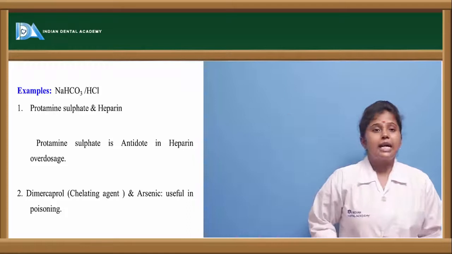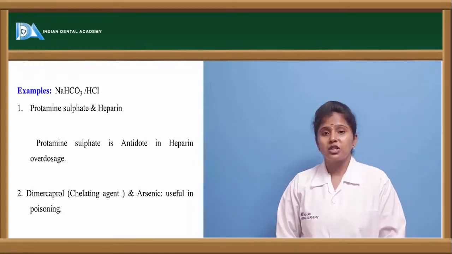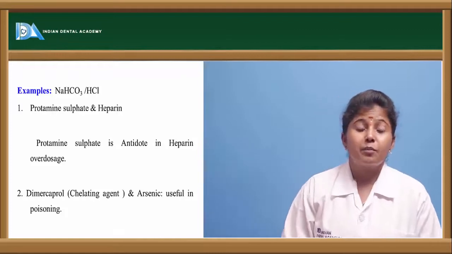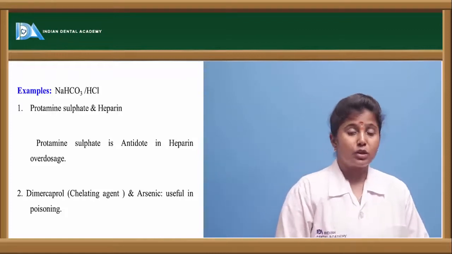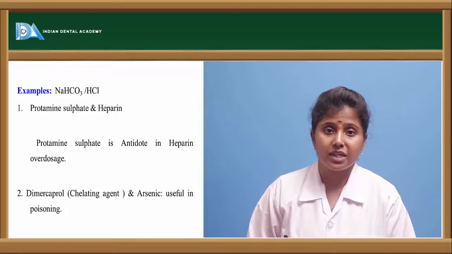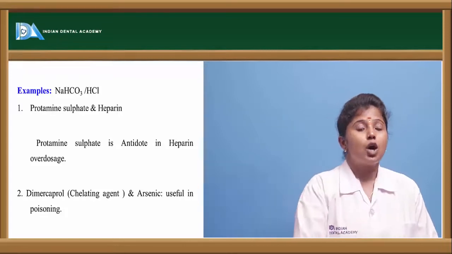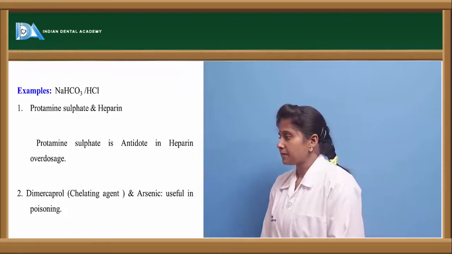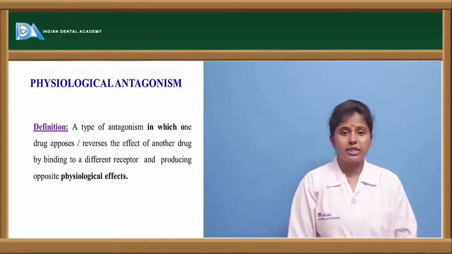And the other one is dimercaprol. Dimercaprol is a chelating agent, and it prevents arsenic poisoning. Dimercaprol is a drug of choice in arsenic poisoning, because this chelating agent combines with arsenic. The other type is physiological antagonism.